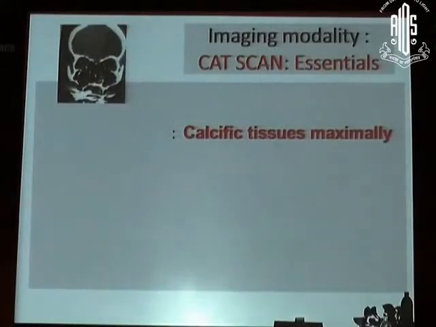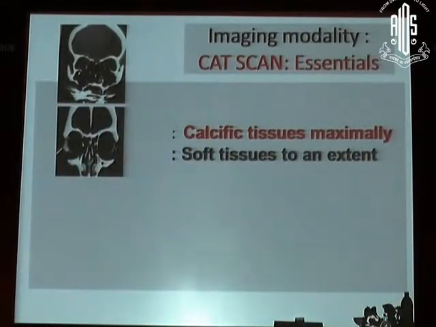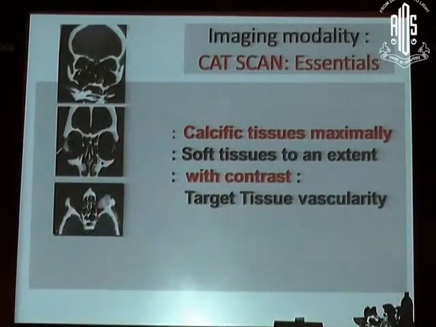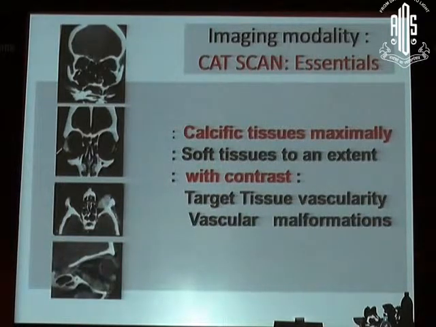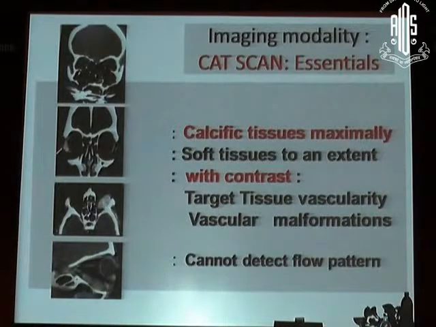CT scan, it's important to remember, highlights the calcific tissue maximally, and soft tissue to an extent. With contrast, it can also show us the target tissue vascularity. It can give you information about the vascular anomalies, but it cannot give us information about the blood flow.